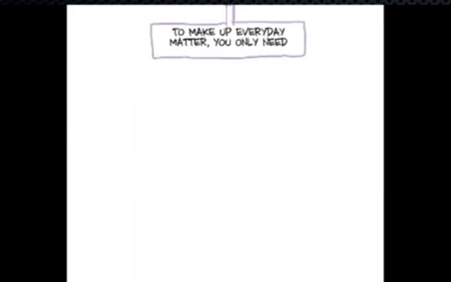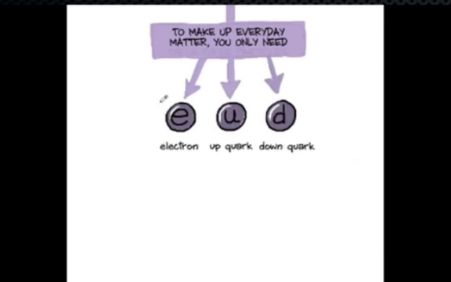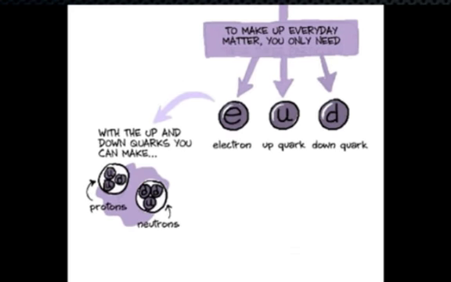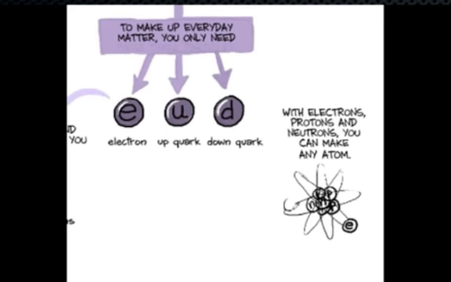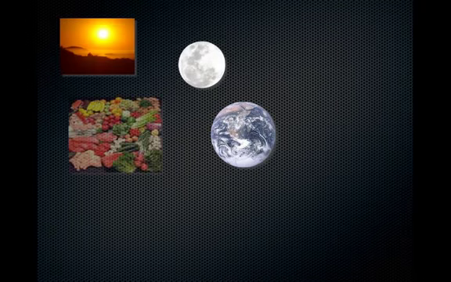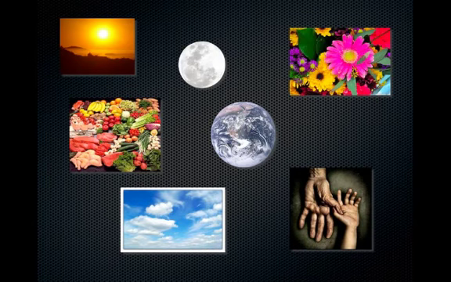To make up everyday matter, you only need the electron, the up quark, and the down quark. Because with the up quark and the down quark, you can make a proton, or you can make a neutron, right? Electrons and protons and neutrons, you can make any atom. So you only need these three. Those three are it. Everything you see, eat, breathe, smell, touch, is made from those fundamental particles.